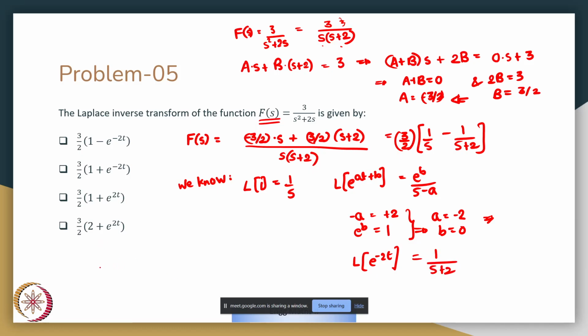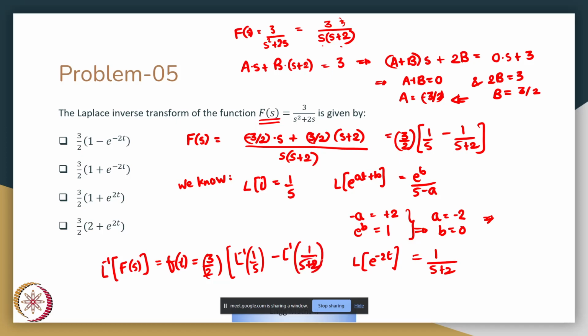Therefore, my inverse Laplace transform of F of s, which is the function f of t, would look like 3 by 2 times the inverse Laplace transform of 1 by s minus the inverse Laplace transform of 1 by s plus 2, which is nothing but 3 by 2 times 1 minus e raised to minus 2t.